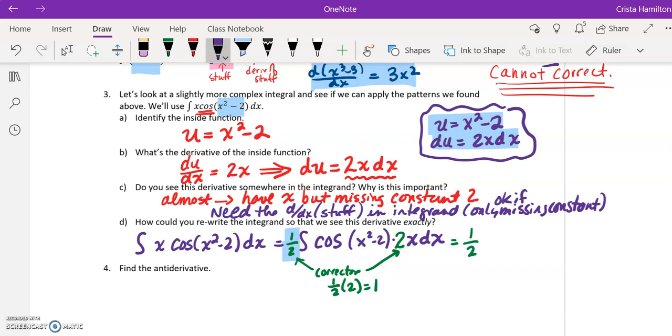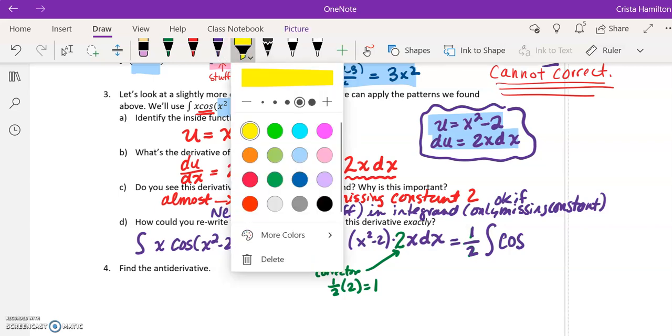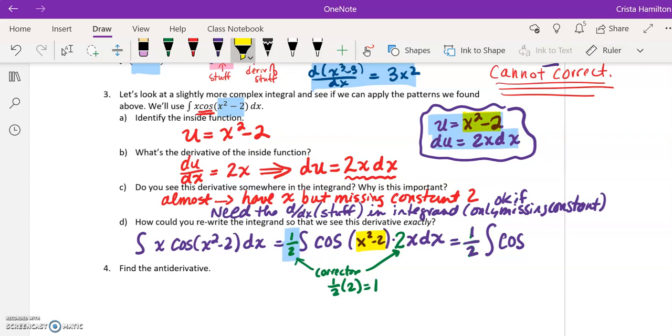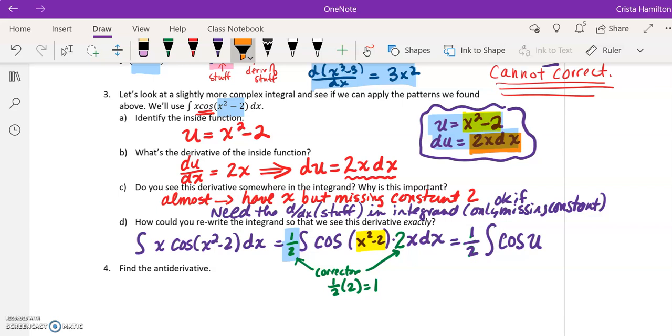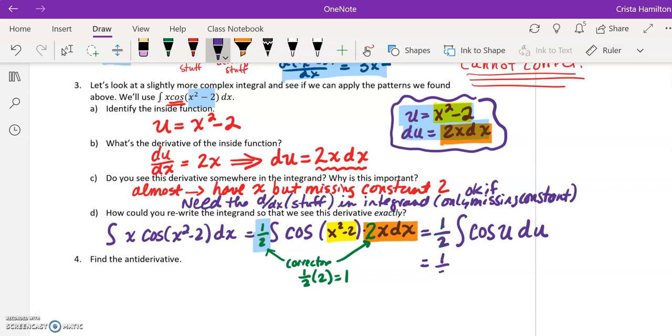Let me change back to purple here. So we have the 1/2. We have our indefinite integral. We have our outside function, and then this is where we start substituting. The cosine, the x squared plus 2 is going to become our u. So it becomes cosine of u. And then let's do orange for this. Our 2x dx that we have here becomes du. So we substitute in so that now we are revealing what we're actually taking the antiderivative of. And then we just do our normal antiderivative. The antiderivative of cosine is sine of u plus c.